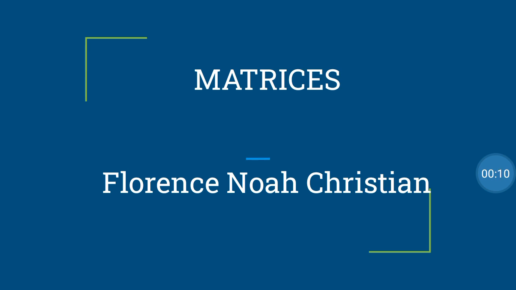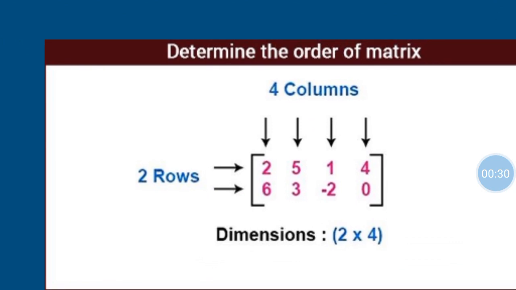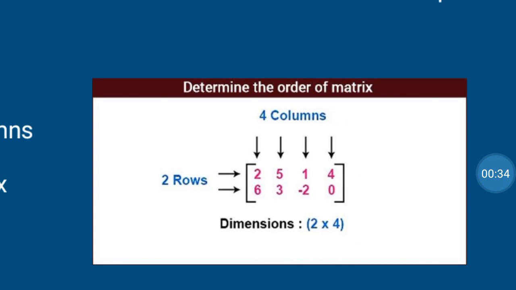Today I am going to talk about the introduction to matrices. A matrix is an arrangement of numbers in the form of rows and columns enclosed within the square brackets. Now here we can see there are a few numbers which are in the form of rows. There are two rows, row 1, row 2, and 4 columns.